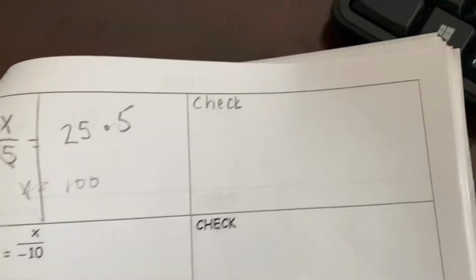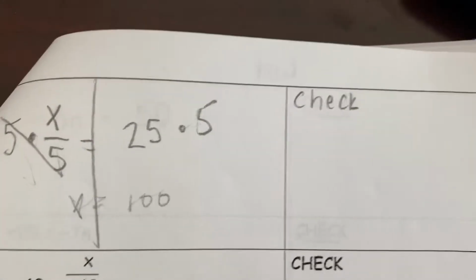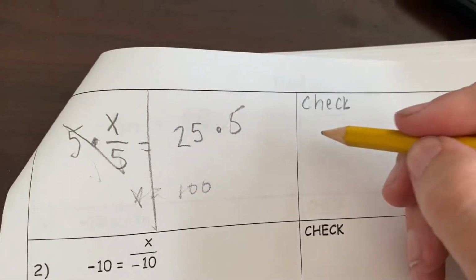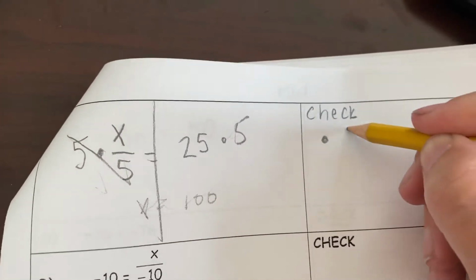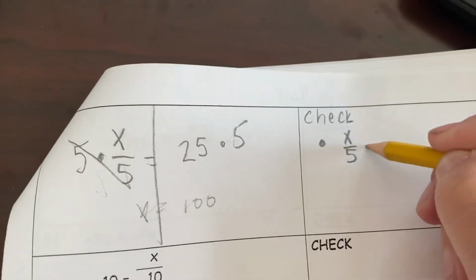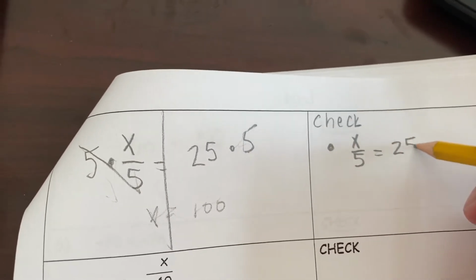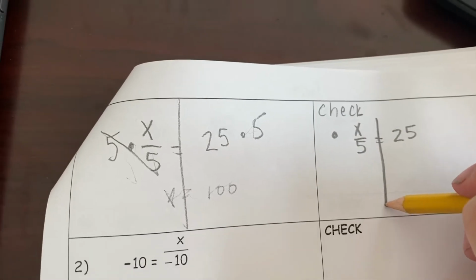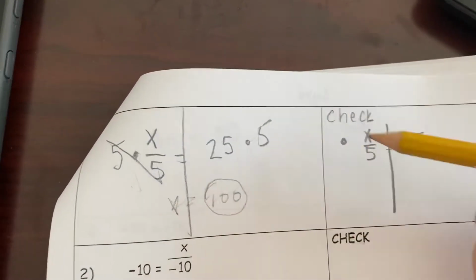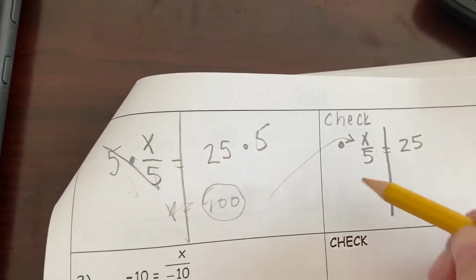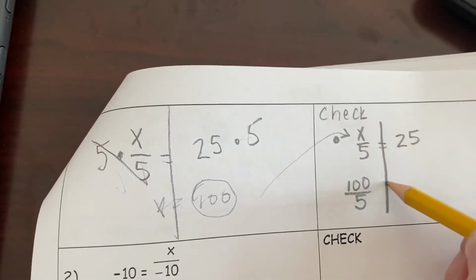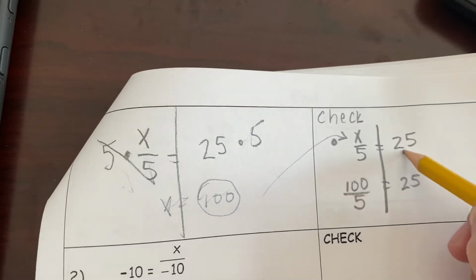Now this page is different because you do not see the problem written out for you. First step for a check, you put a dot, you rewrite the problem. Okay, here it is. I draw my wall, I never cross. Okay, I'm going to plug my answer in for x. I rewrite it, I get 100 divided by 5, and the 25 comes down.